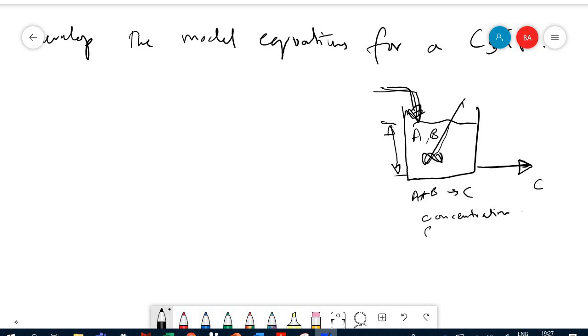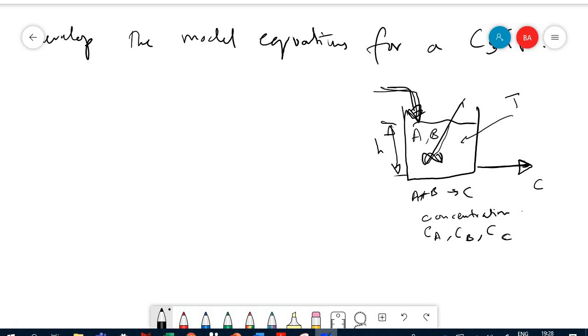And when we talk about concentration, I have concentration of A, concentration of B, and concentration of C, which is leaving the reactor. So I want to know how does height change with time. I want also to know how does the concentration change with time? Well, in another lecture, we are going to study how does the temperature also change with time.